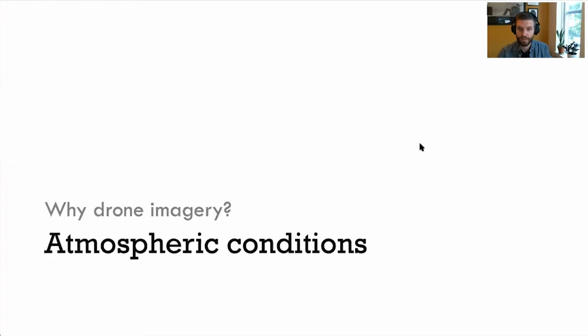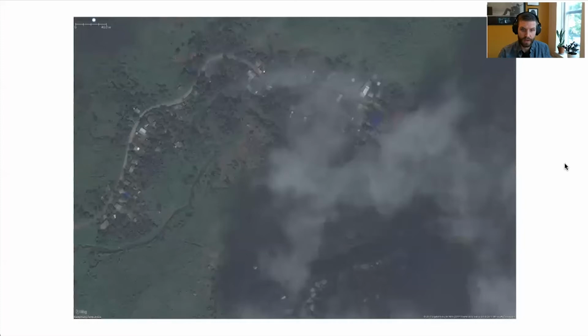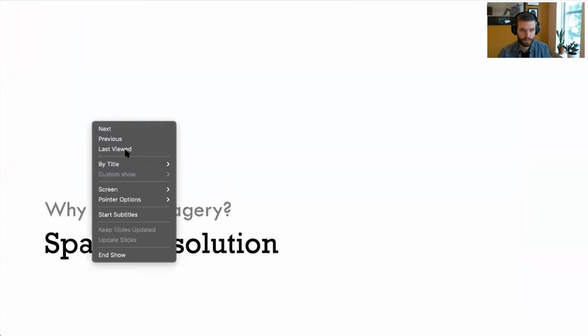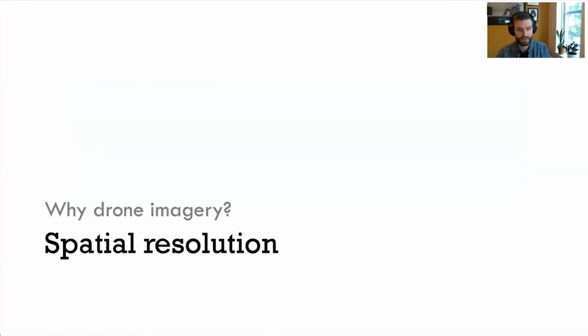Also, drone imagery can be useful because it can be unaffected by atmospheric conditions, such as clouds. Here's a satellite image of a barangay in the Philippines. You can see it's obscured, covered by some clouds. A satellite image from a different date is also covered by clouds. With drone imagery, oftentimes you're flying below these clouds, so it will not be obscured by clouds.